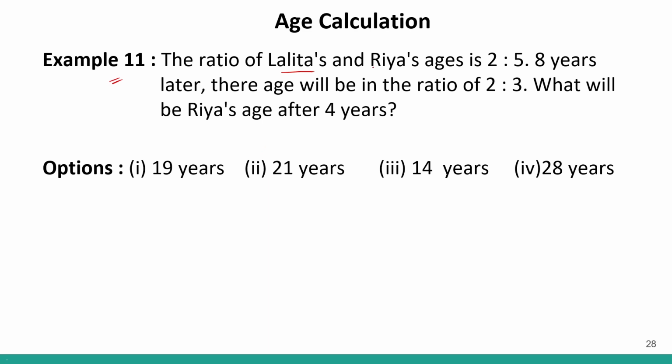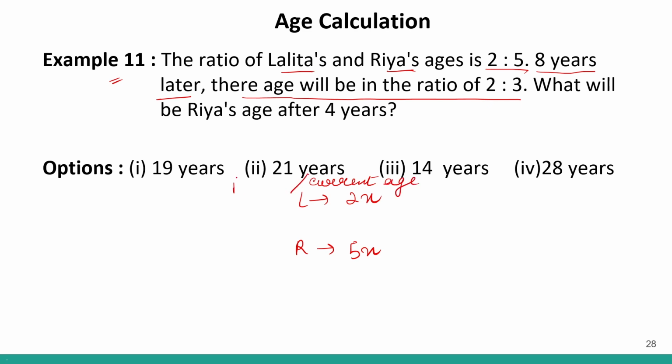Question number 11. The ratio of Lalita's and Riya's age is 2:5. So I can say if Lalita's age is 2x, Riya's age will be 5x. Correct? This is how you work with the ratios. Now it is given to us that 8 years later, their age will be in the ratio of 2:3. So these are their current ages. These are their current age or their present age.